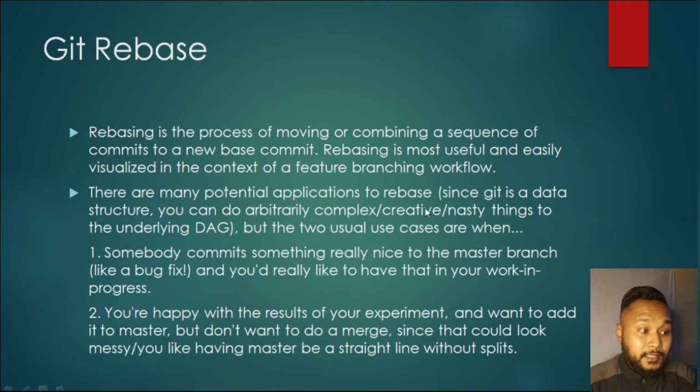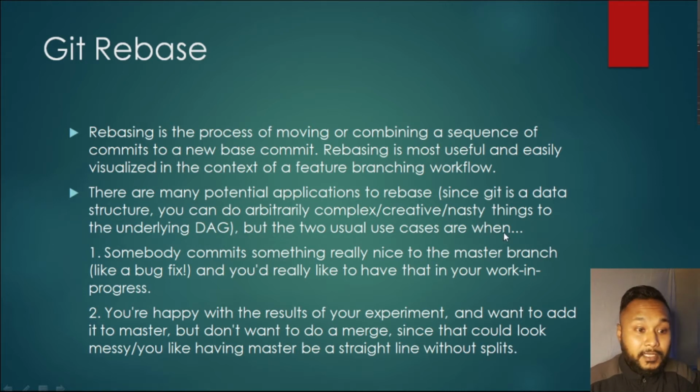Git is a data structure. You can do arbitrarily complex, creative, nasty things to the underlying DAG. DAG is basically a graph, a directed acyclic graph. But the two usual use cases are when.